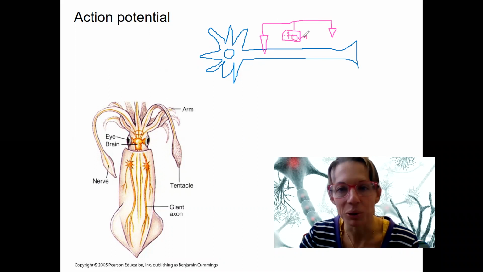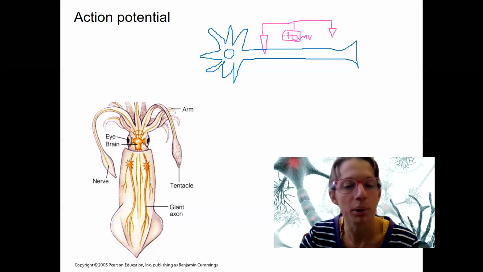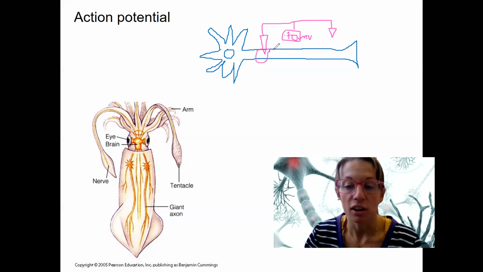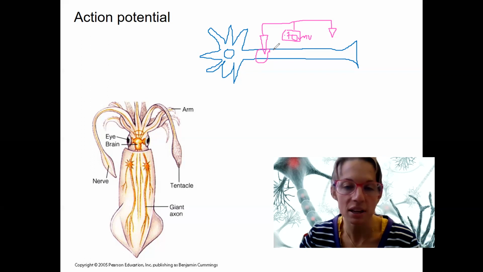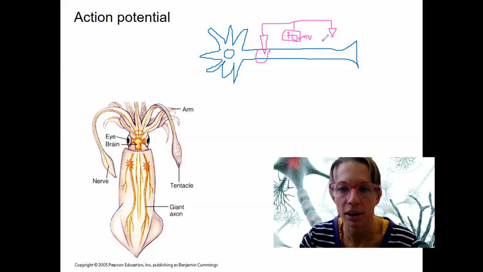What they found, though, was not only that, but there was a rapid change at this time point that they're measuring. It went from minus 70 way up to plus 20. It became more positive inside compared to outside, and then back down again. And this is what an action potential is. And we'll, of course, look at how that happens, how it becomes more positive in there.